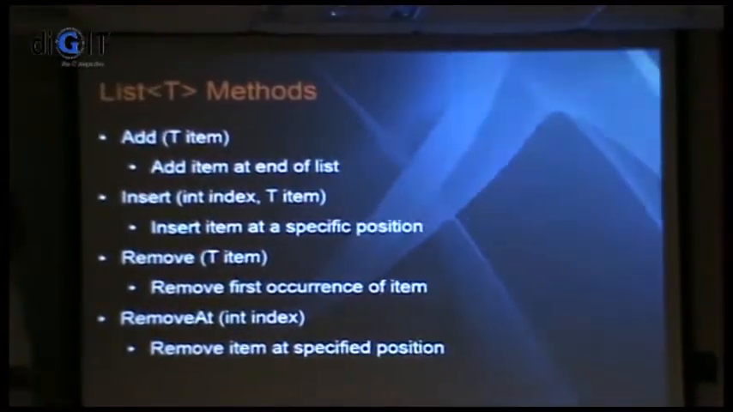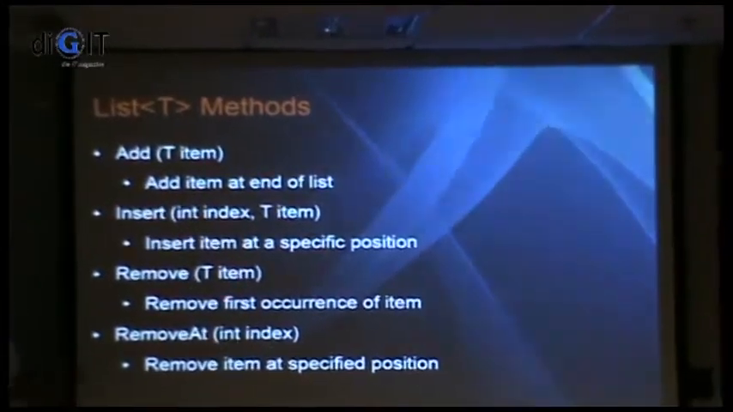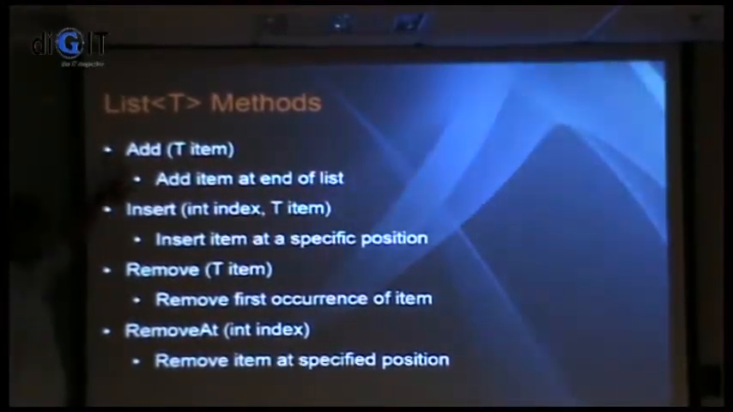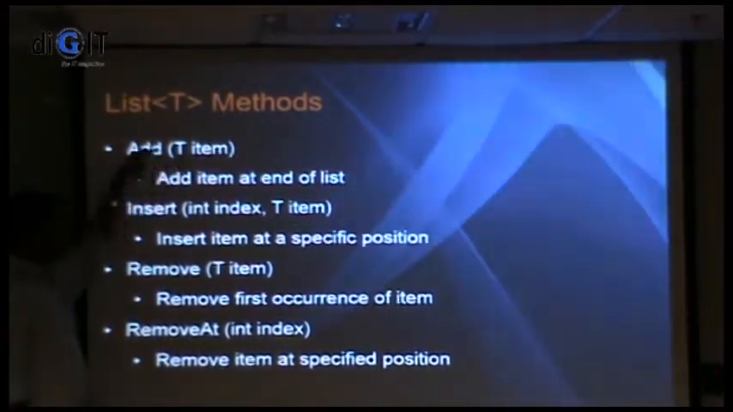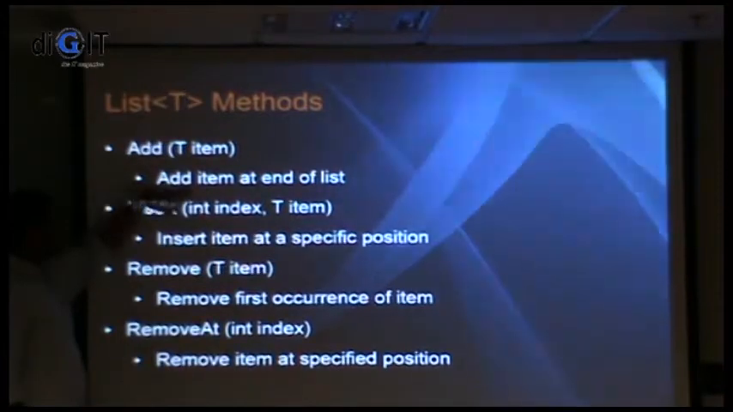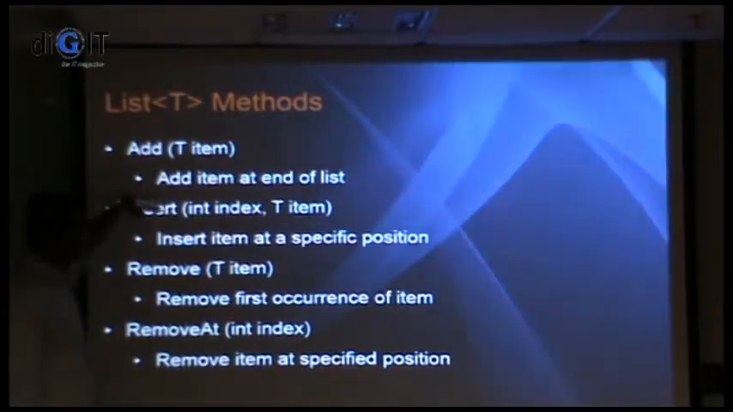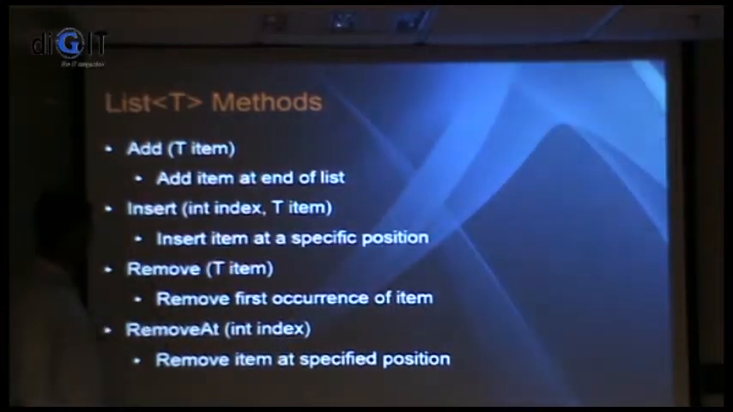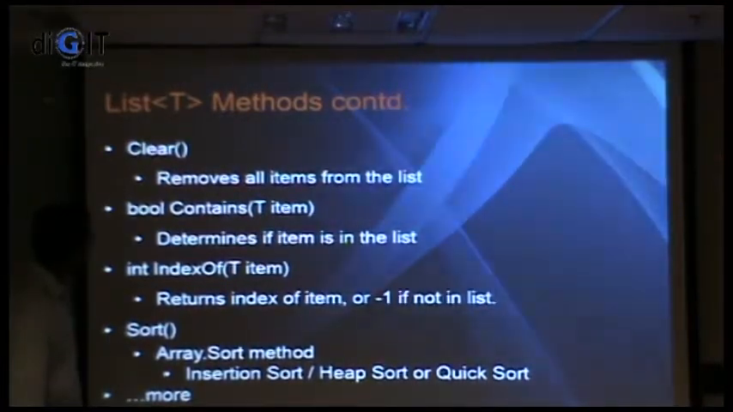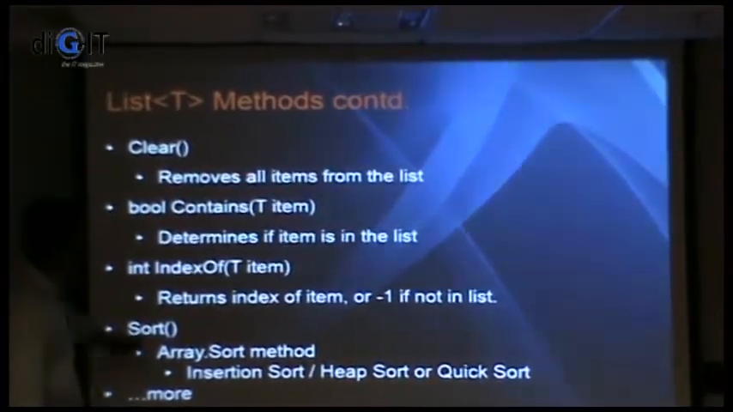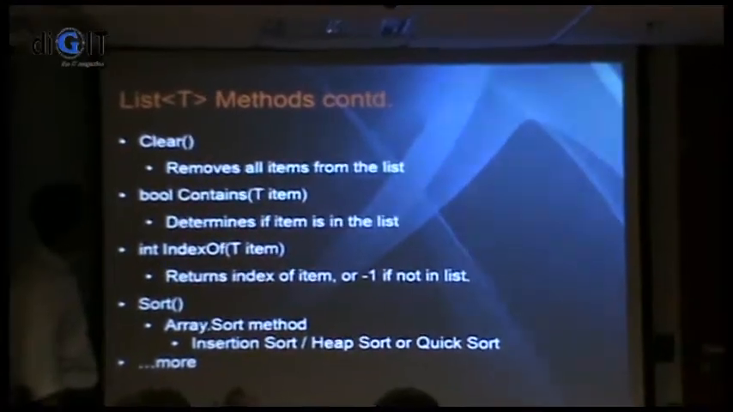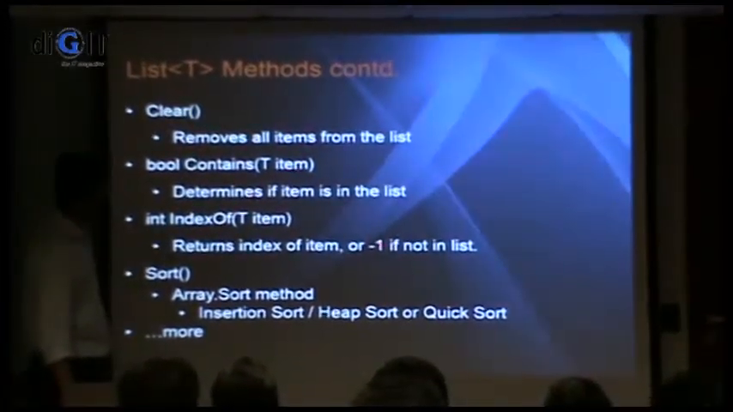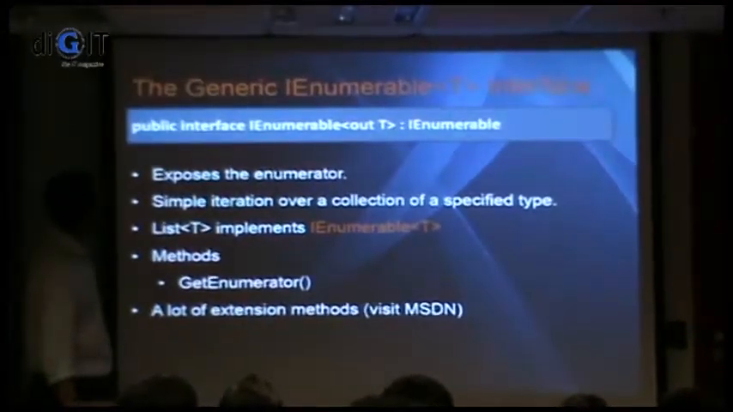So here we can find some of the methods that we are using every day. Add is used to add an item of type T. Insert, the difference is when you are adding an item, it will be added to the end of the collection. When you are inserting and giving an index, it will be added to that particular place. And remove, we can remove an item. Remove all will remove all the items from the collection. Contains is used to check whether an item is there. We can get the index of an item, there's a sort, and there's more, right?